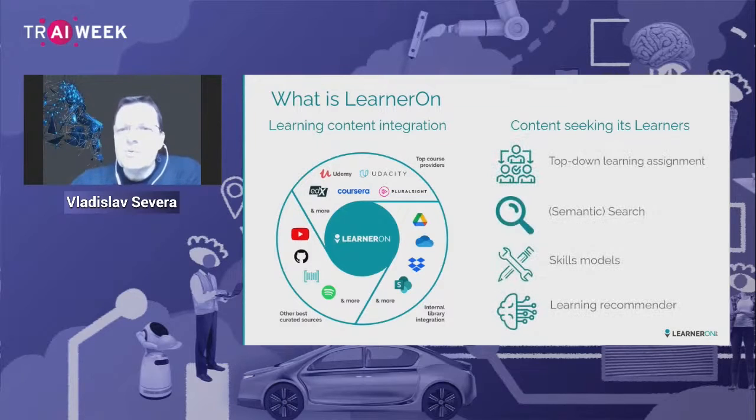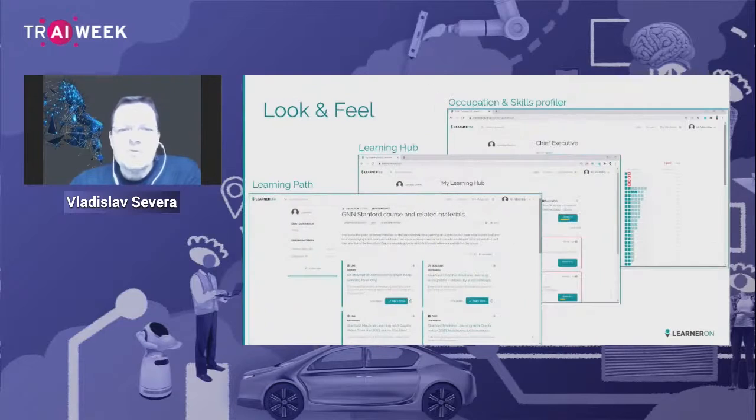And then what we do is we are making the life easy for our learners, and the content discovery should be really a pleasure with LearnerOn. So we are supporting the top-down learning assignment as is typical for traditional learning management systems, but we are also supporting different discovery ways via semantic search or discovering content via skill models. And we are also training our own learning recommender. And that will be one of the machine learning use cases I will show you shortly. And this is just the look and feel snapshot of how LearnerOn looks as a platform.